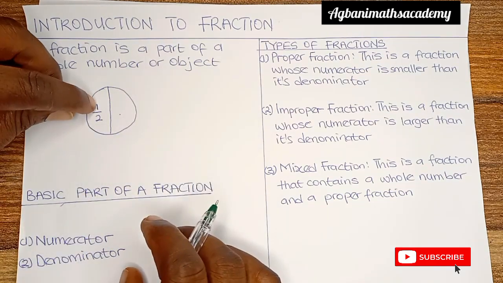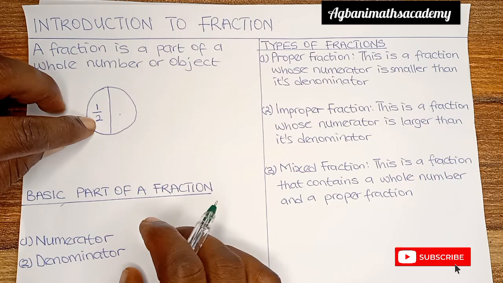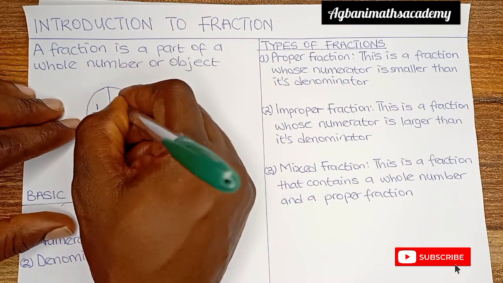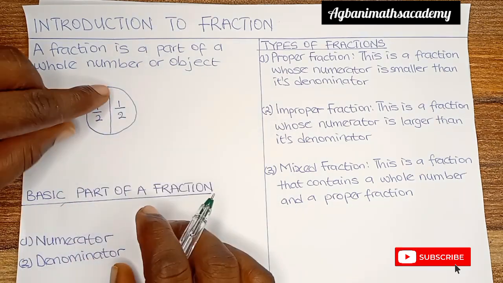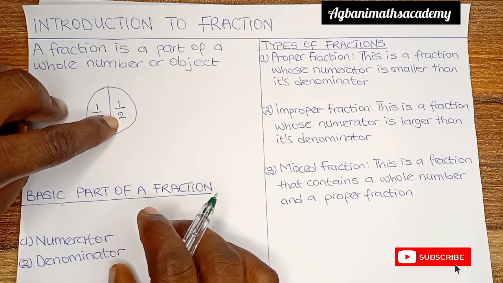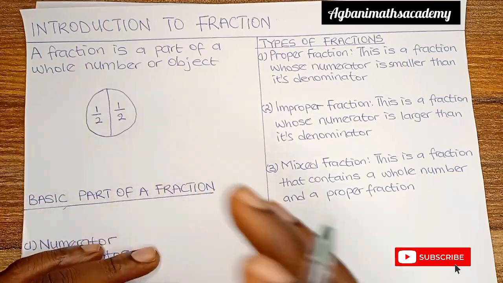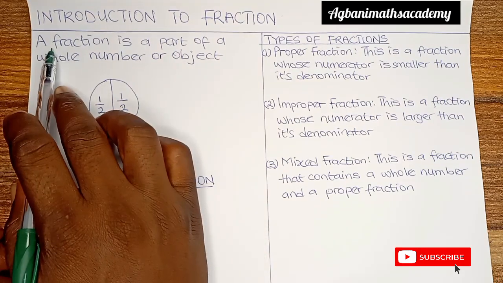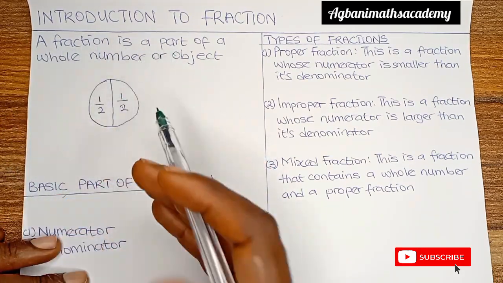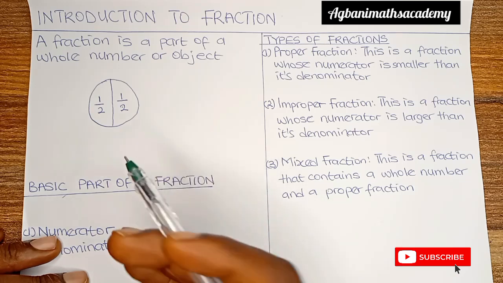This means one orange has been shared into two parts. Here will also be 1 all over 2. One orange has been shared into two parts. So each boy has taken a fraction of the whole orange. So a fraction is simply a part of a whole number or object.